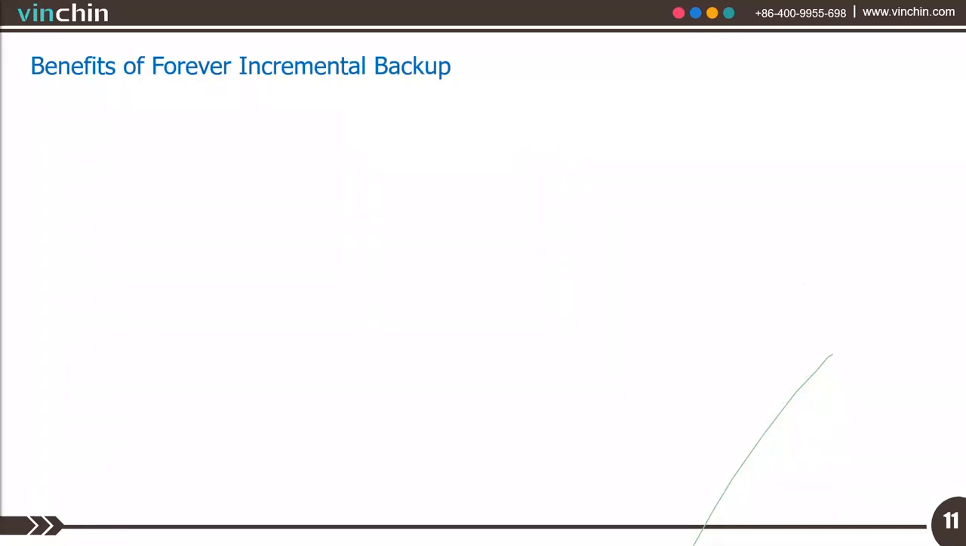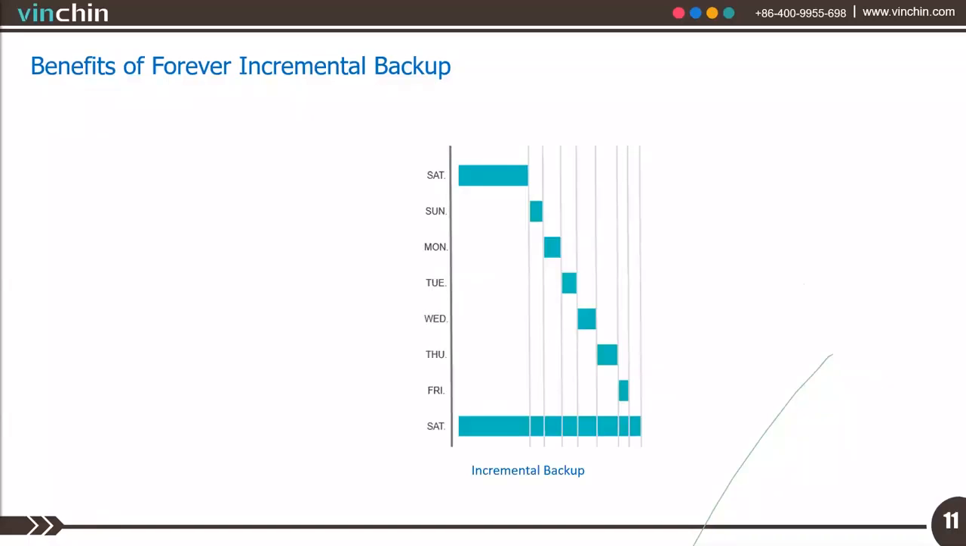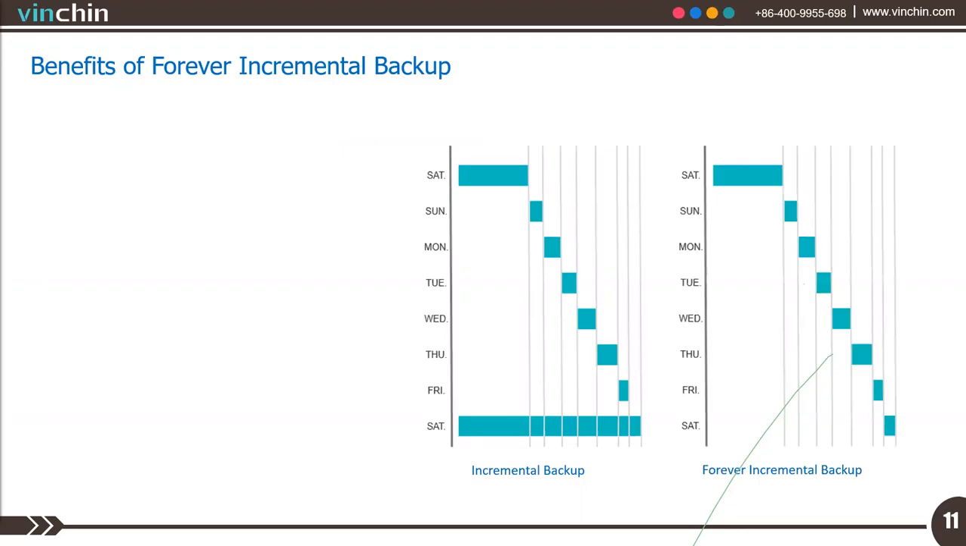Next, let's see what the benefits of forever incremental backup are compared to incremental backup. Here's a diagram showing an incremental backup example. Full backups will be taken each week on Saturday, and from Sunday to Friday, incremental backups will be taken. The next diagram shows a forever incremental backup example. A full backup is taken only once at the very first time. No more full backup is required.